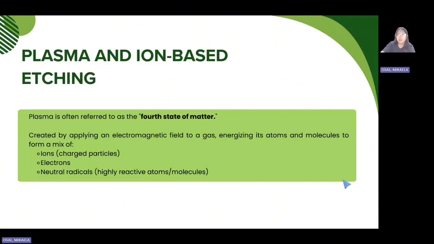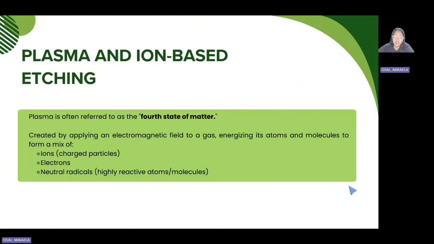So plasma is often called the fourth state of matter because it has distinct properties compared to solids, liquids, and gases. Plasma is created by applying an electromagnetic field to a gas, which energizes its atoms and molecules, causing them to break apart and form a mix of ions, or charged particles, electrons, and neutral radicals, highly reactive atoms or molecules.